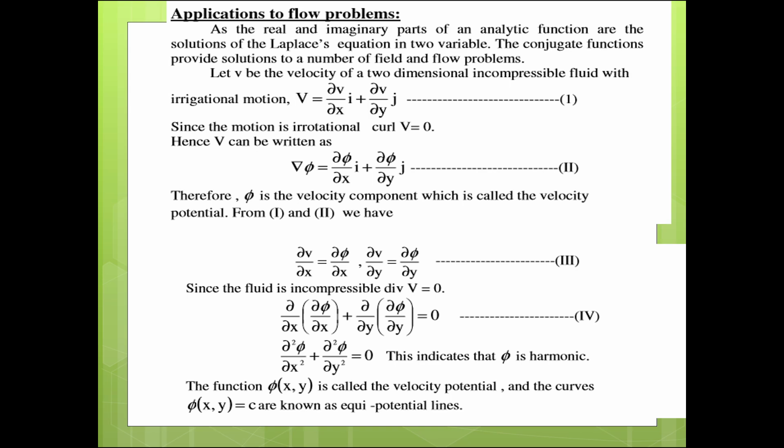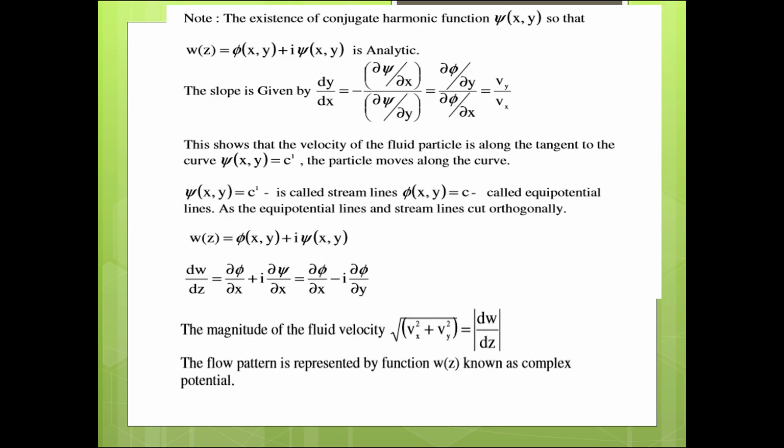Since the fluid is incompressible, div V is also equal to 0. That is, ∂/∂x of ∂φ/∂x plus ∂/∂y of ∂φ/∂y equals 0. This indicates that φ is harmonic. The function φ(x, y) is called a velocity potential, and the curves φ(x, y) = c are known as equipotential lines.